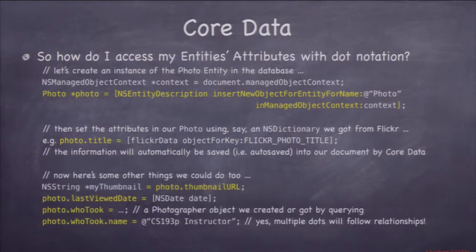Here's a whole bunch of other examples of what you would do. You can also obviously call the getter, so I could say NSString star myThumbnail equals photo.thumbnailURL. Okay, get that thumbnail URL out of there. Notice that you can't put URLs in the database. You have to put strings and convert them to URLs. I could say photo.lastViewDate equals [NSDate date]. Okay, the date method in NSDate gets the current date and time. I could set that as the photo's last viewed date.